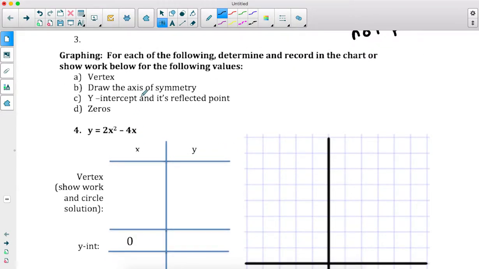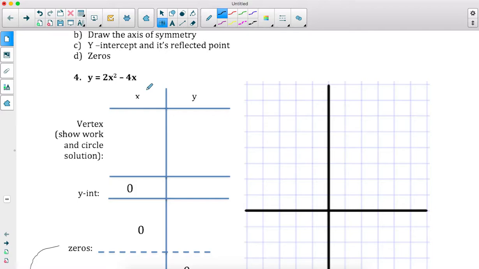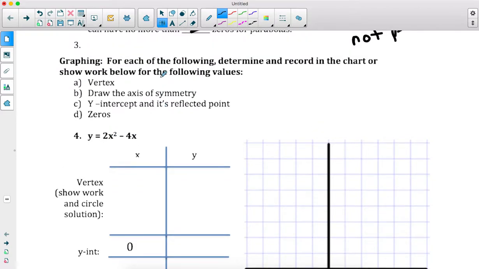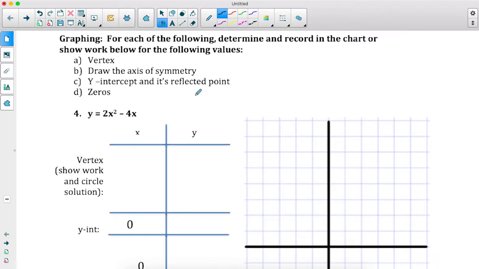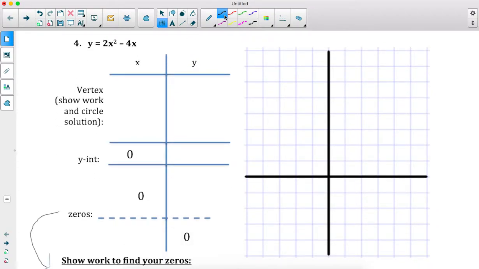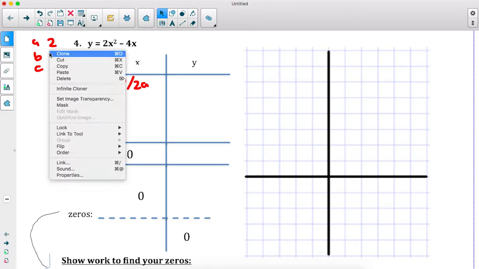Okay, so if you notice on these next questions, we have an equation. They want us to draw on the axis of symmetry, the vertex, the y-intercept, and its reflected point. So I'll just walk through those with you. For vertex, we're going to use negative b over 2a. If we look at our equation up here, I'm just going to list my a, b, and c values. So a would come from the squared term, so a is 2. B would be negative 4.